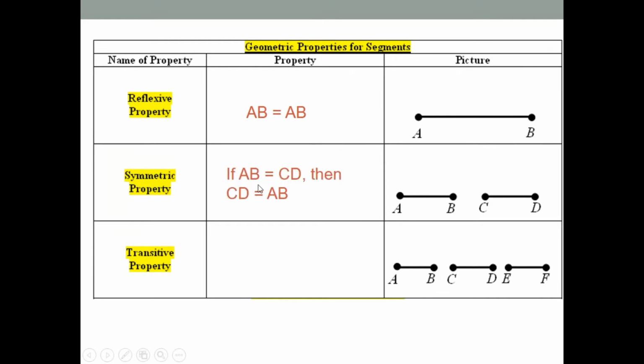The symmetric property is the property that allows us to flip around an equal sign. So we know that if AB is equal to CD, that means that CD would be equal to AB. It allows us to have symmetry around an equal sign. And the transitive property says that if two segments are equal or congruent to the same segment, then they have to be equal or congruent to each other. So if AB is equal to CD and EF is equal to CD, that means that AB and EF must be equal as well.